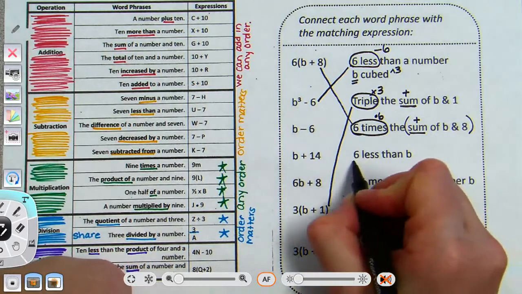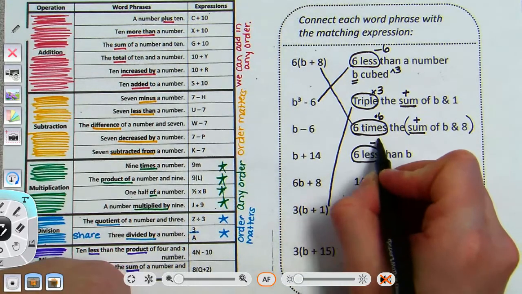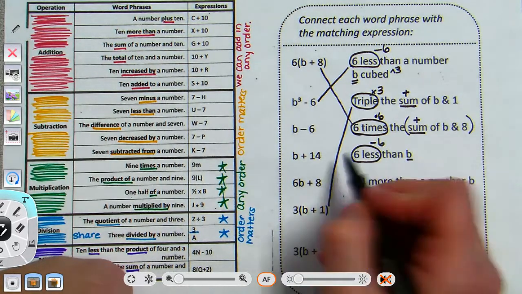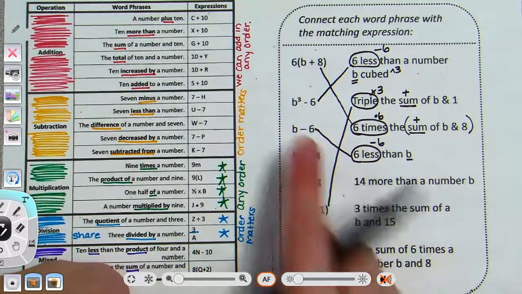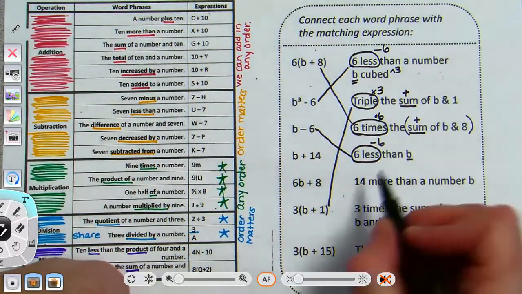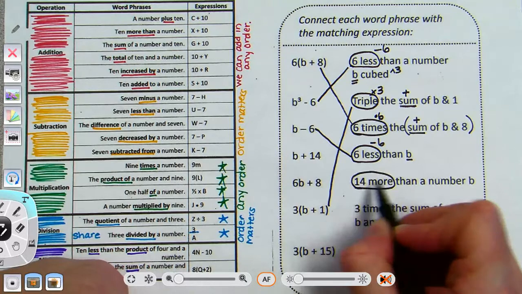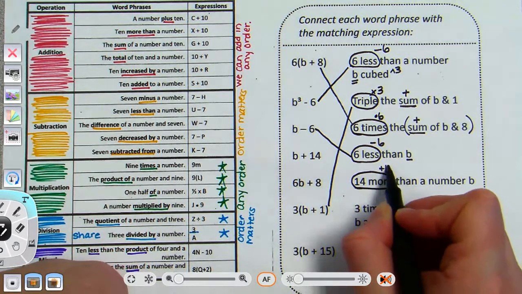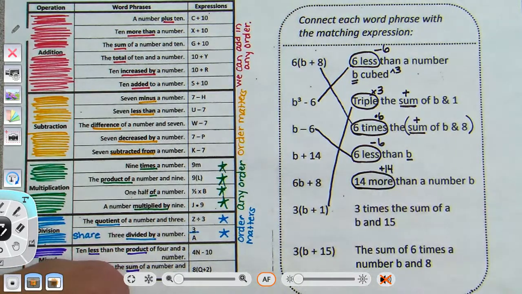Okay, let's try this. 6 less. Well, I know that's a -6, and I should see a b. Here it is, b minus 6. Okay, let's try this one. 14 more. More means plus. Plus 14. I already see my answer, but I'm going to keep going. The number b. So here it is, b plus 14.